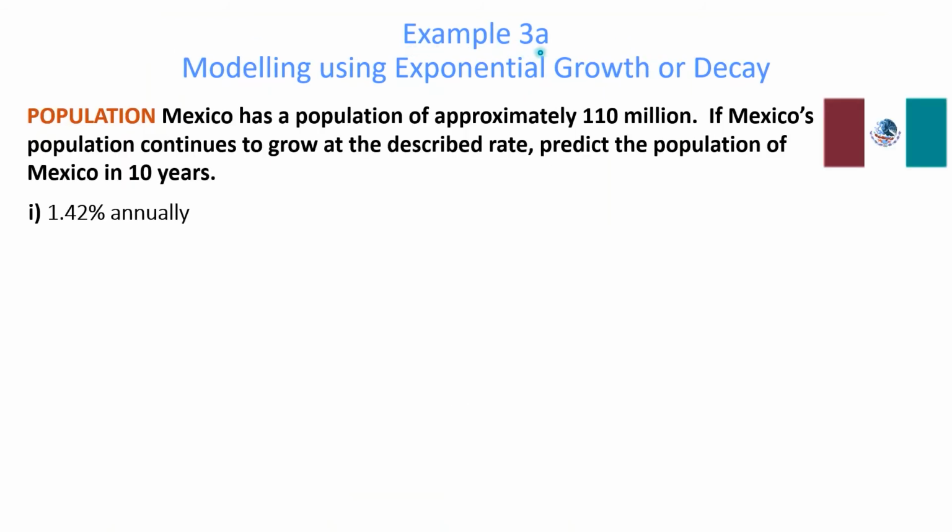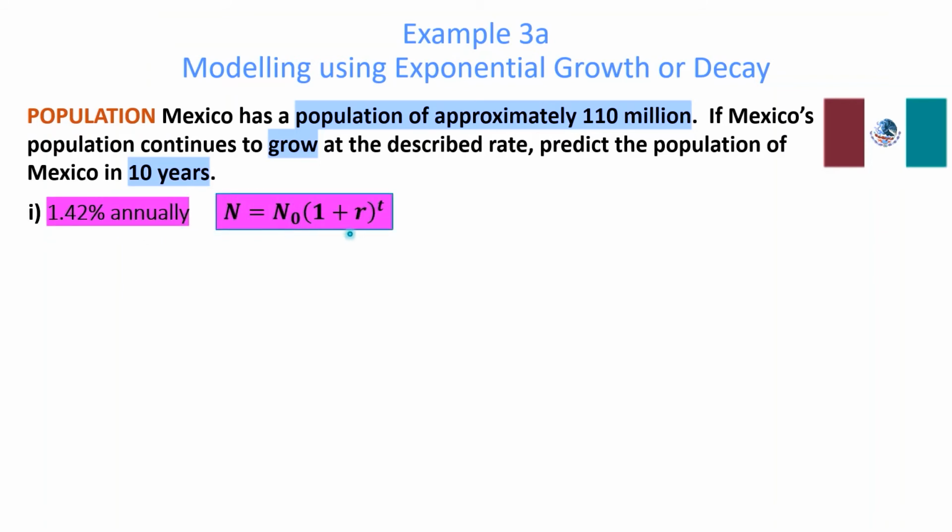So in example 3a, we have this question, which is about population. Now, Mexico has a population of approximately 110 million. I'm going to highlight this. If Mexico's population continues to grow, another keyword, at the described rate, predict the population of Mexico in 10 years. So I'm going to highlight this as well. Now, the described rate in part 1 is 1.42% annually. Now, because of this word annually, I know to use this formula.